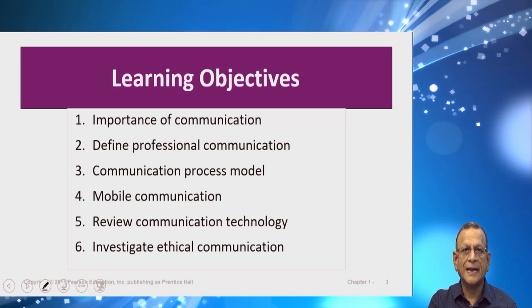We have 6 sections in this chapter. Section 1 is importance of communication. Section 2 will be talking about defining professional communication. We'll understand what professional communication is. Section 3 will talk about the process model of communication.